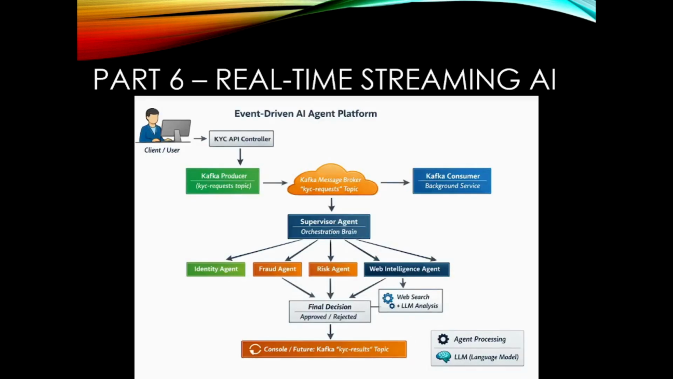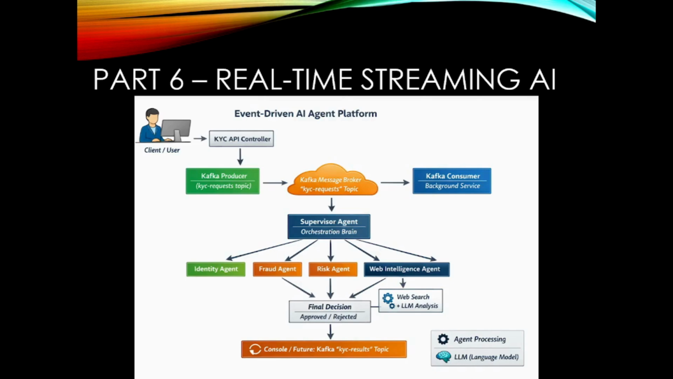So this is the overall architecture. The client will drop the message. We have a KYC API controller that we already created. Earlier in part 1 to part 5, they were calling the supervisor agent or KYC and identity agent. Here the Kafka producer will be called. The Kafka producer will drop the message to the KYC-request topic, and the topic will be listened to by a background service, that is a Kafka consumer. Kafka will read the message, and then the remaining flow is the same.